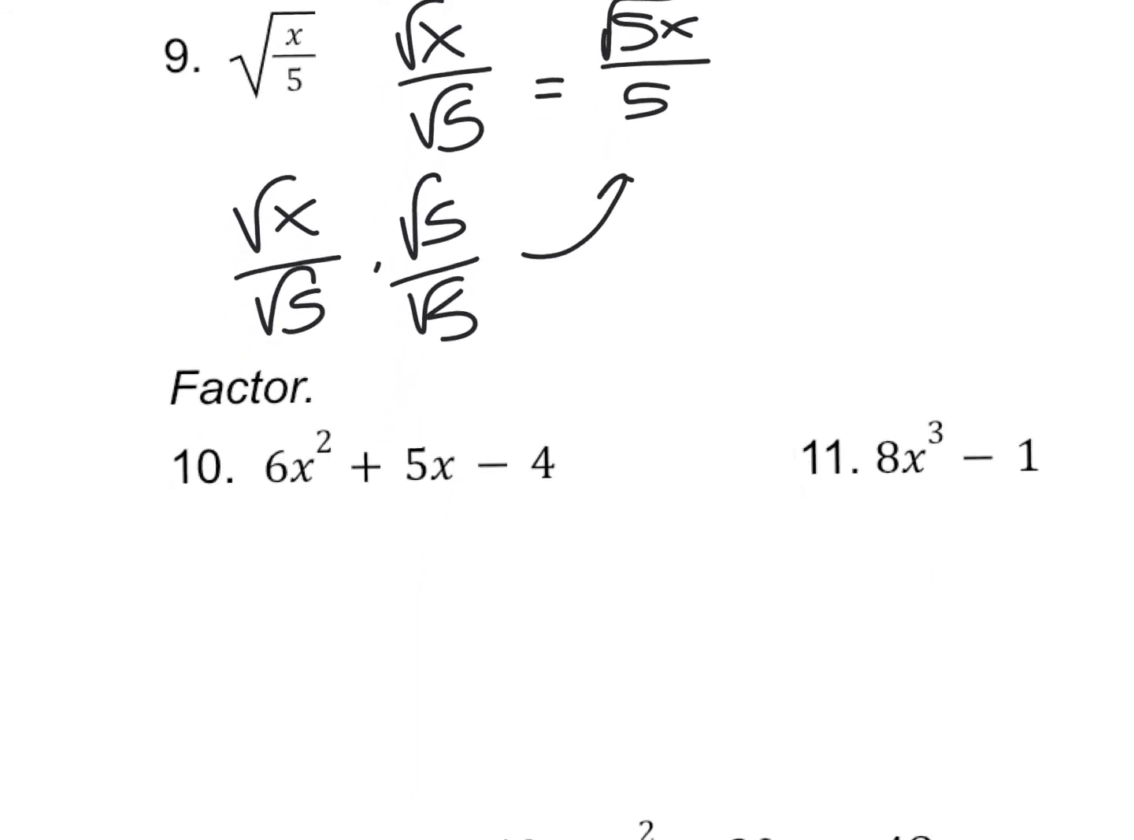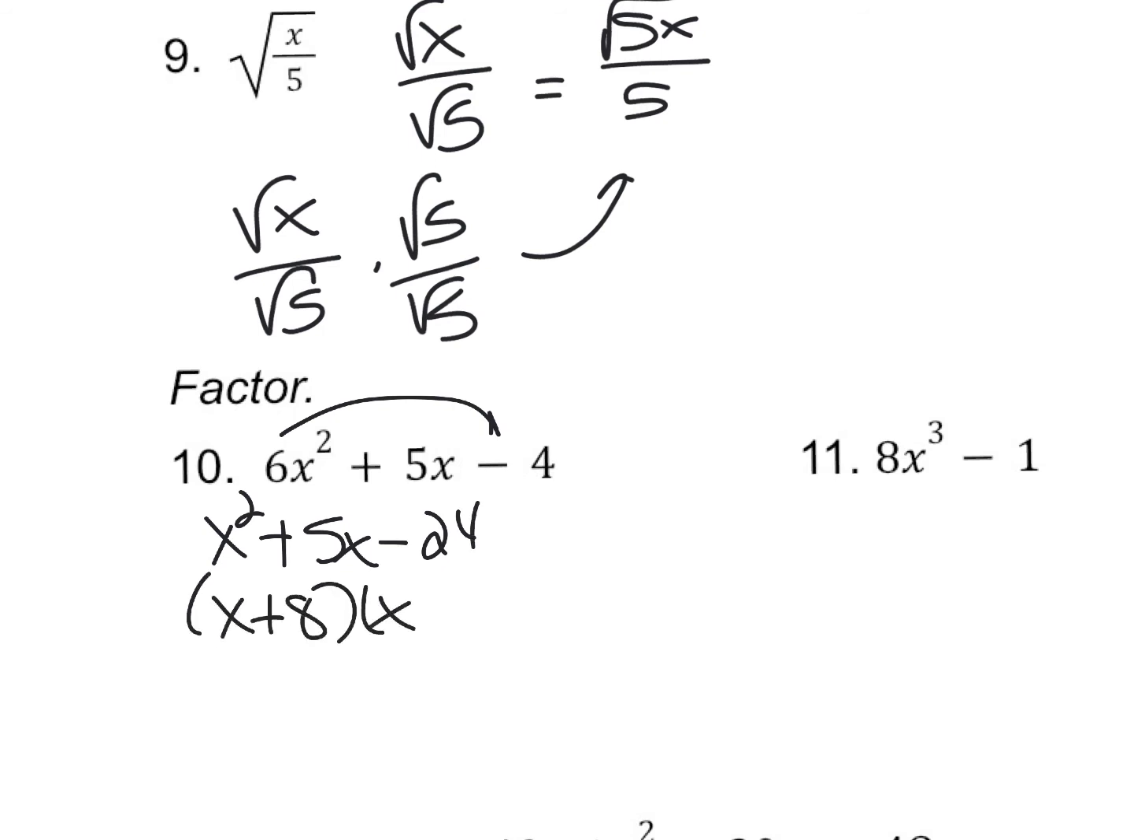You can do that, and you're still going to end up right there. Number 10, factor. This is slide, divide, slide. So I'm going to slide the 6, meaning I'm going to multiply by the 4, which gives me 24. Now I can factor. That's x plus 8 and x minus 3. The factors are 24. That would give you 5. Divide both numbers by 6. That's the division part.